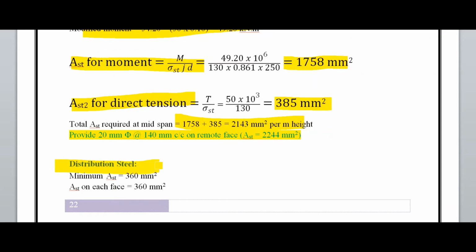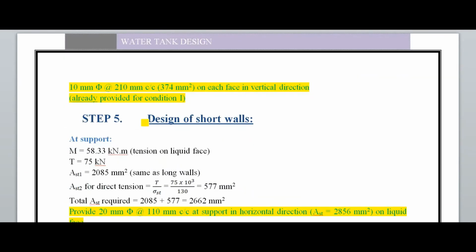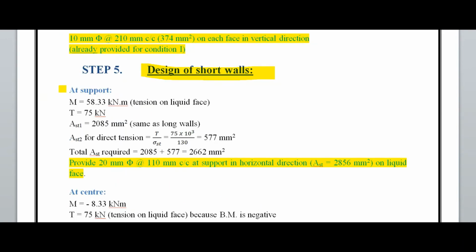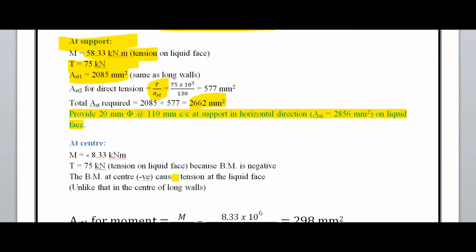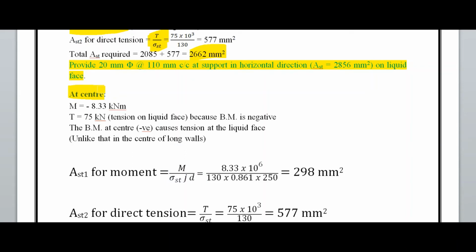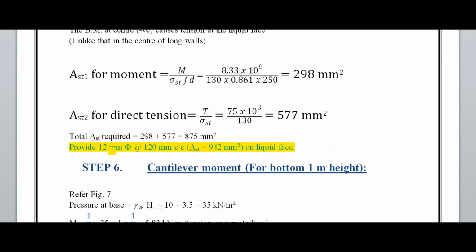Same thing for the distribution steel, 0.24%. Design of the short wall at support: same method, just AST for the moment, and here AST2 for the tension. So total is 2662 mm square. So provide 20 mm dia at 110 mm center to center. At center, same moment here, tension here. Same AST1, AST2. So provide 12 mm dia at 220 mm center to center on the liquid face.